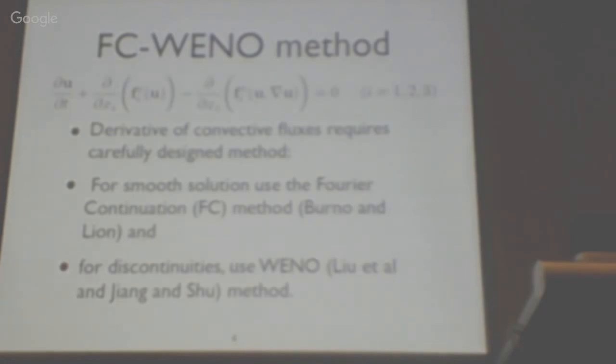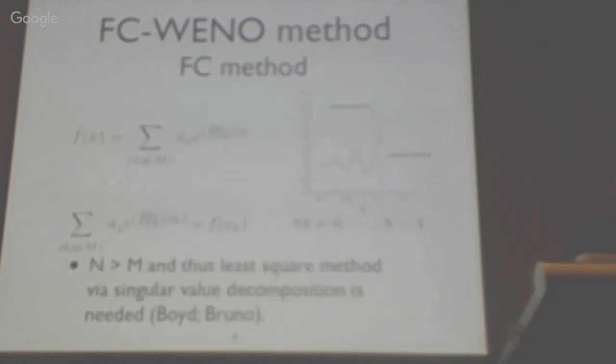So for our hybrid method, we say that if the solution is smooth, let's use a linear method, and in particular, the linear method is a variation of the Fourier method. We call it the Fourier continuation method, by Bruno and Lyon. And then for the discontinuous region, we're using the WENO method, weighted essentially non-oscillatory method. I'm not going to talk about the WENO method as it's a popular method. So let's talk about the Fourier continuation method and see how it works.